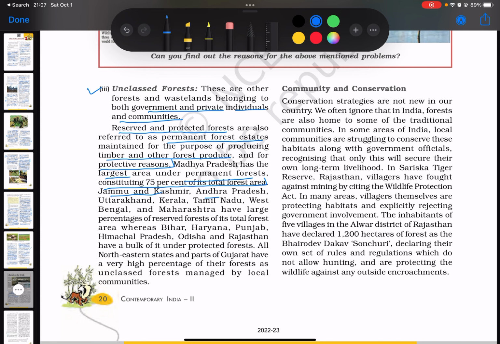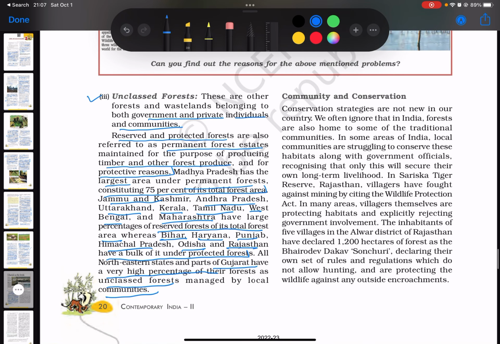Jammu and Kashmir, Andhra Pradesh, Uttarakhand, Kerala, Tamil Nadu, West Bengal, and Maharashtra have large percentages of reserved forest of its total forest area, whereas Bihar, Haryana, Punjab, Himachal Pradesh, Odisha, and Rajasthan have a bulk of it under protected forests. All northeastern states and parts of Gujarat have a very high percentage of their forest as unclassed forests managed by the local communities. Now, what is the relation between community and conservation?